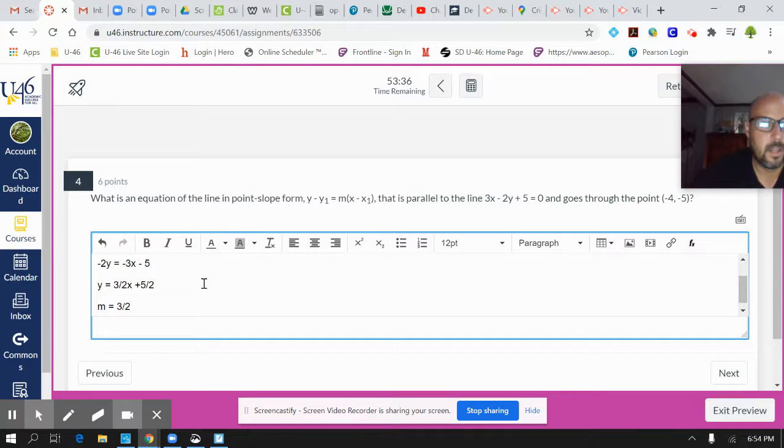The slope is 3 halves. The slope of this line, but we are parallel to this line, so our slope is 3 halves. So here we are with our answer: y minus the y value equals the slope times x minus the x value.